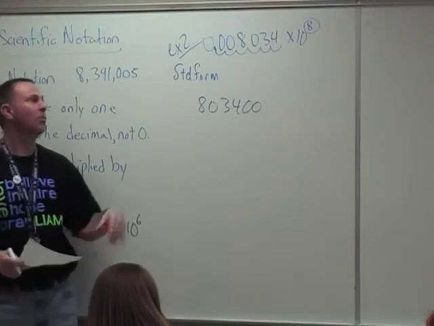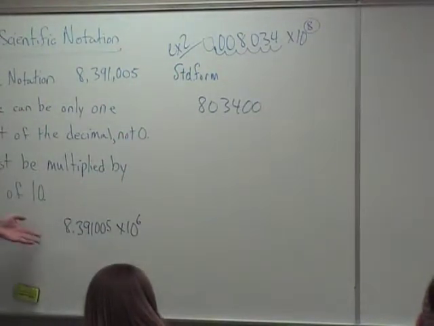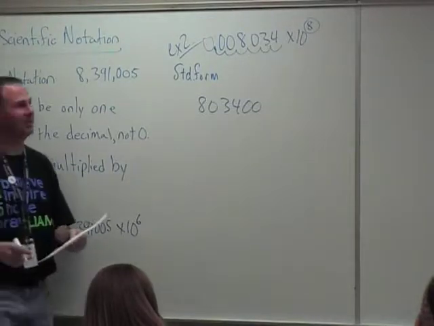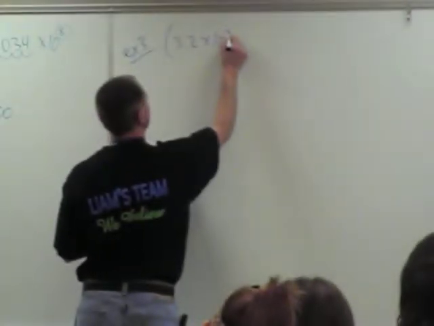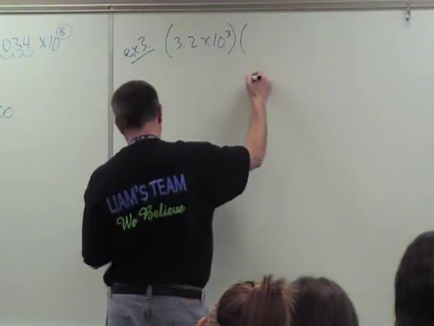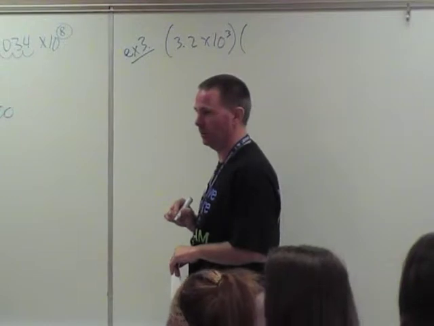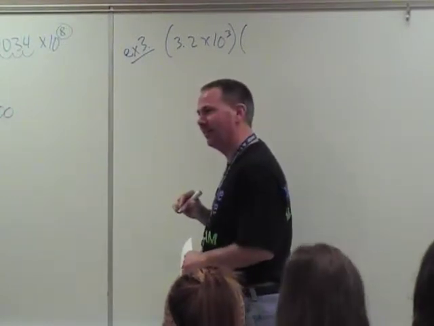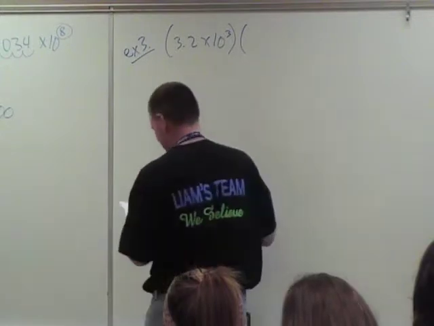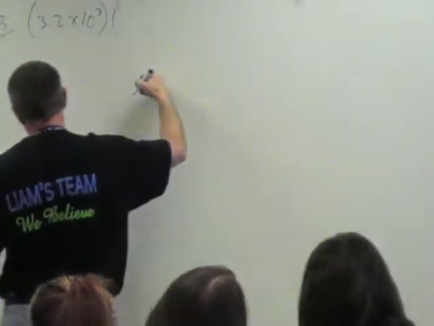Now almost everybody has no problem with this. But for some reason, when we have to do this, everybody's like, what? Let's make this Example 3. Let's make it difficult. 3.2 times 10 to the third. Is that scientific notation? Yes. Awesome. Yes, there's more. What do you want to do with that? Let's multiply this scientific notated number by another scientific notated number.